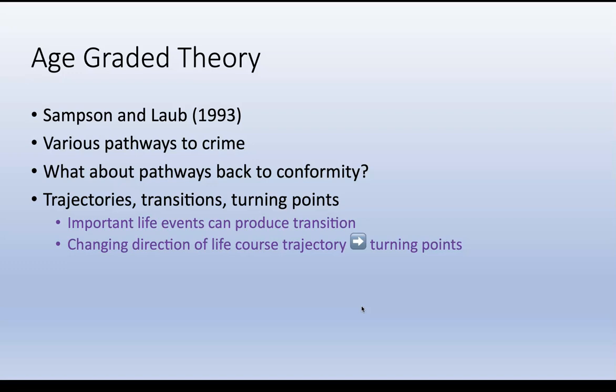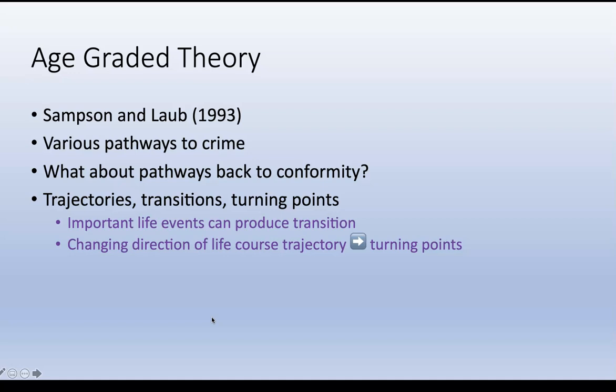Age-graded theory. Now, this is a specific theory within the life course domain from Sampson and Laub in 1993. And this is also discussed in your readings. Sampson and Laub came up with the age-graded theory. And basically, they talked about the fact that there were various pathways to crime, and people have these pathways, which emphasize transitions in life that alter trajectories either toward or away from crime.